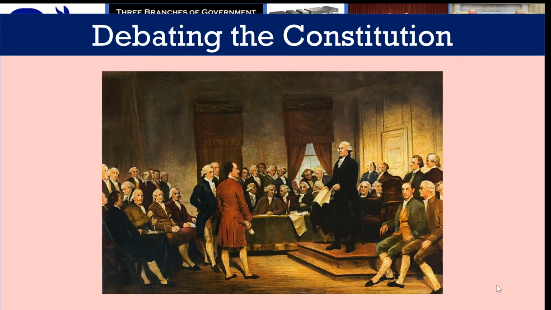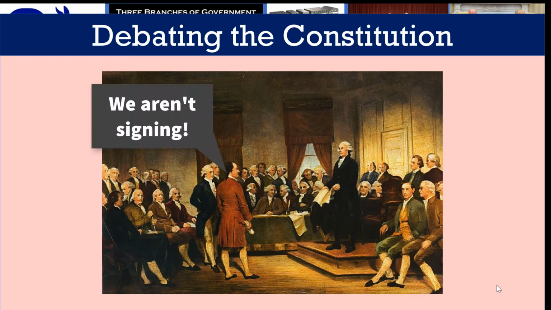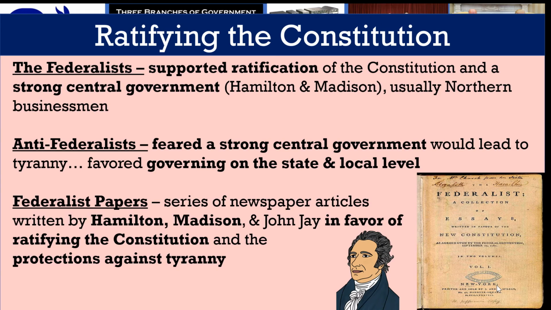As the summer drew to an end, it was time to sign the new Constitution, but a few delegates refused, foreshadowing the ratification debates that would follow. 2 camps broke out, the Federalists, who were in favor of the Constitution, and the Antis, who, you guessed it, were against it. They feared a powerful new central government would infringe on the people's liberties, and preferred most governing be done at the state level.